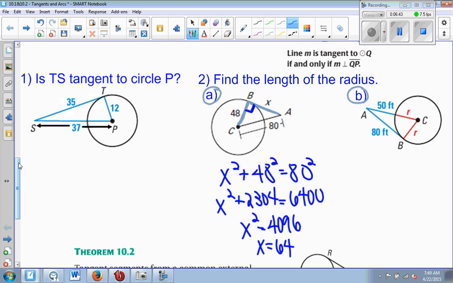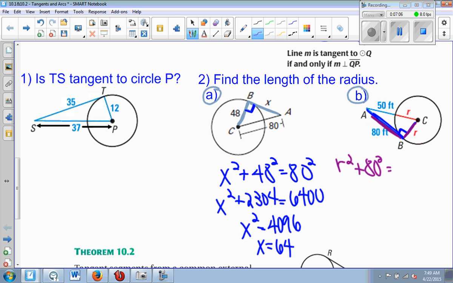In the next one, again, we've got a tangent line and a radius. There should be a right angle there. I should have put that in. So what we've got here, again, is a right triangle where we can use Pythagorean theorem. Now, here's the deal with this one. My legs are r and 80, so r squared plus 80 squared.